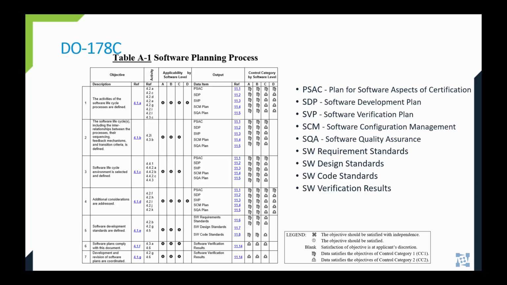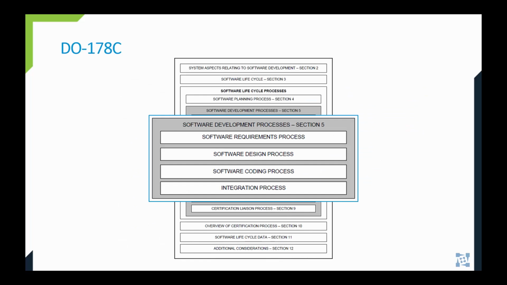In the middle, you can see the software levels and which objectives need to be met based on assigned software levels, A through D. Lots of activity happens in Section 5. It starts with the development of your high-level requirements. The inputs are the system-level requirements, the hardware interface, and the system architecture. High-level requirements are then decomposed during the design phase, and low-level requirements are developed. Then source code is developed from the low-level requirements where coding standards are applied. Then there is some integration activities and traceability.